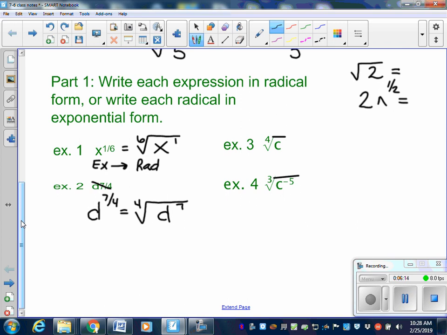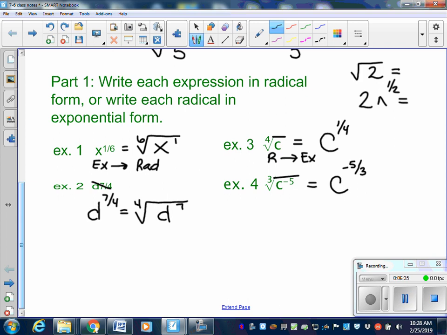Now we're going to go in the opposite direction. They give it to you in radical form, and we're going to put it back into exponential form. It's c raised to the 1/4 power. And the last one, c raised to the negative 5/3 power.